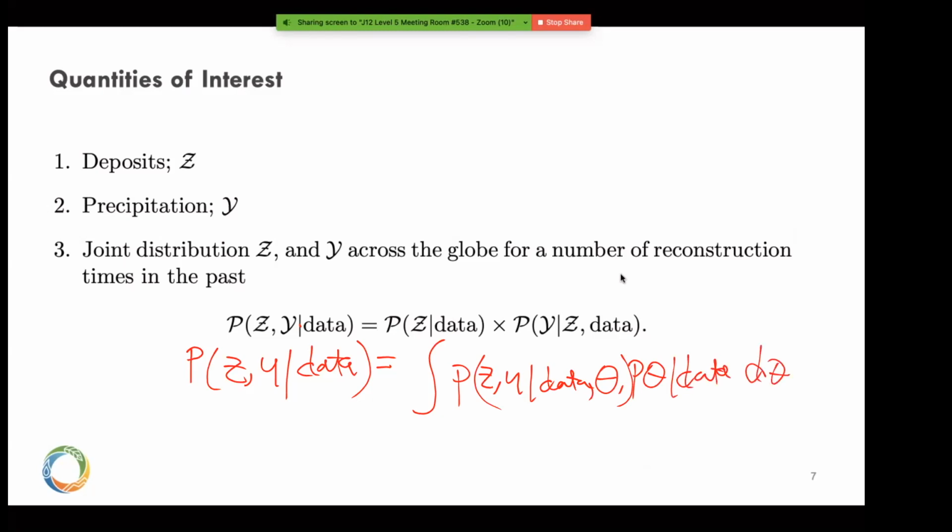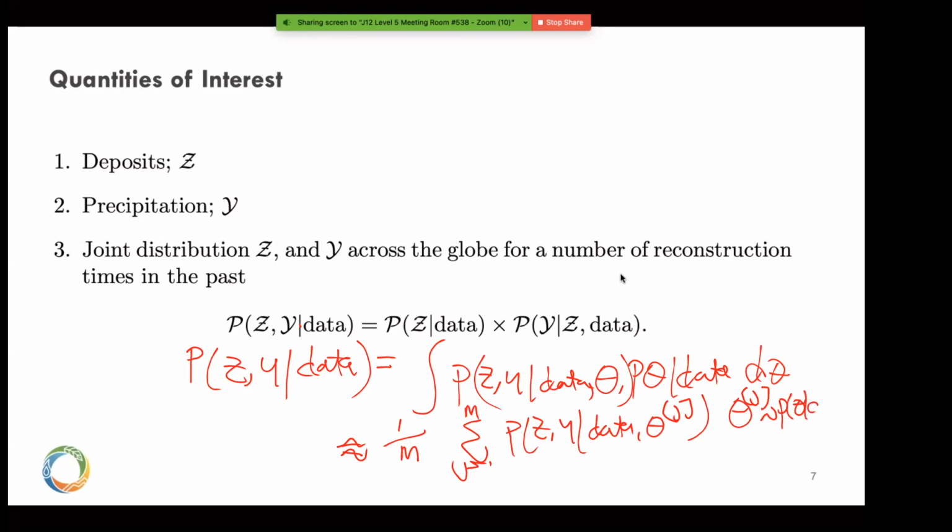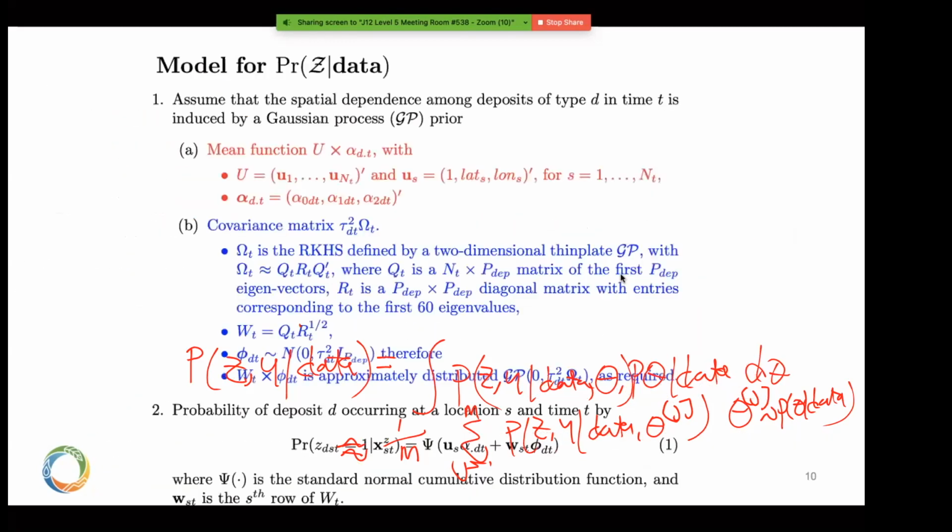The students, of course, you all know that this can be approximated by a sum of P of Z and Y given the data and theta J, say, where theta J is a draw from the posterior distribution of theta, right? So this is what we want to do, and this is what we need to construct an MCMC scheme to do. Right, so now I can go to that. So we're going to construct an MCMC scheme to do that marginalization.